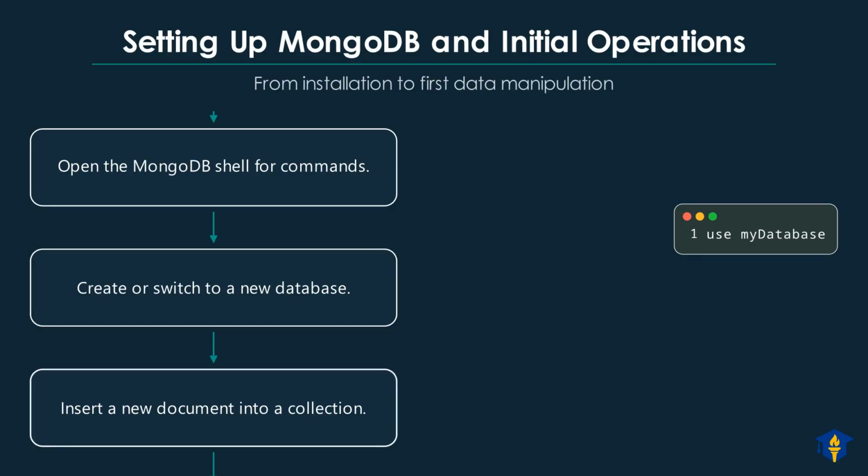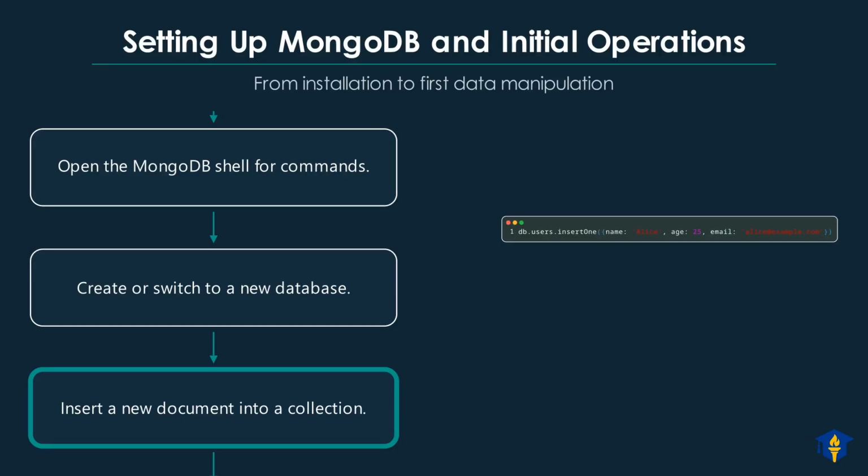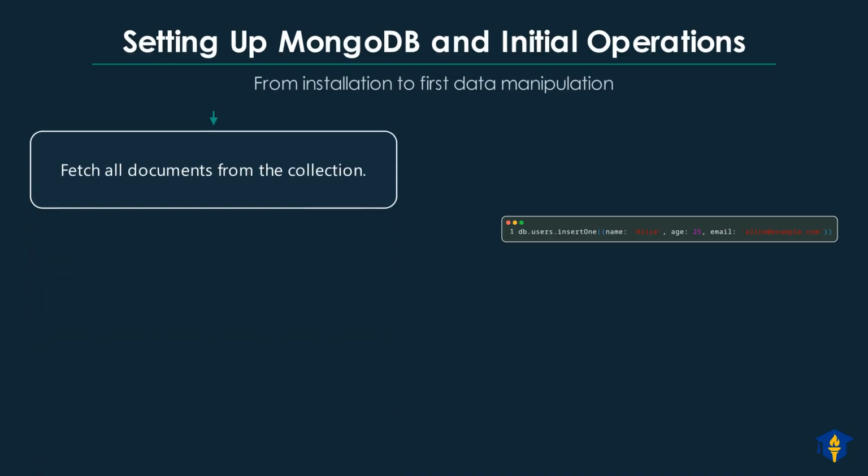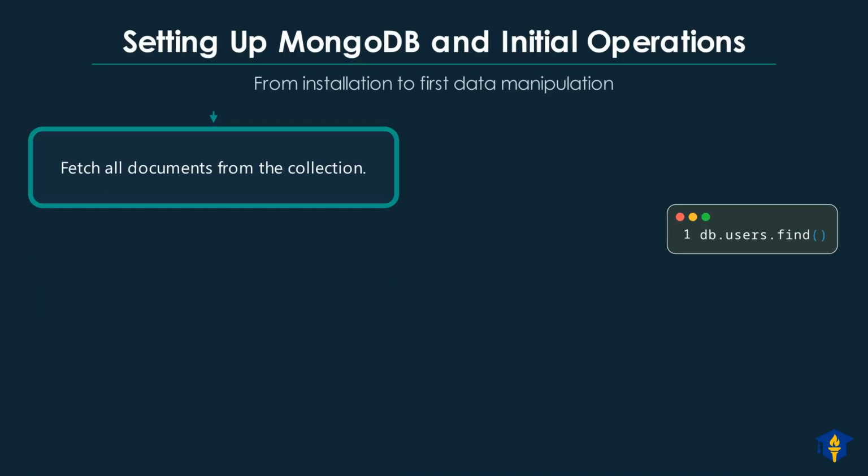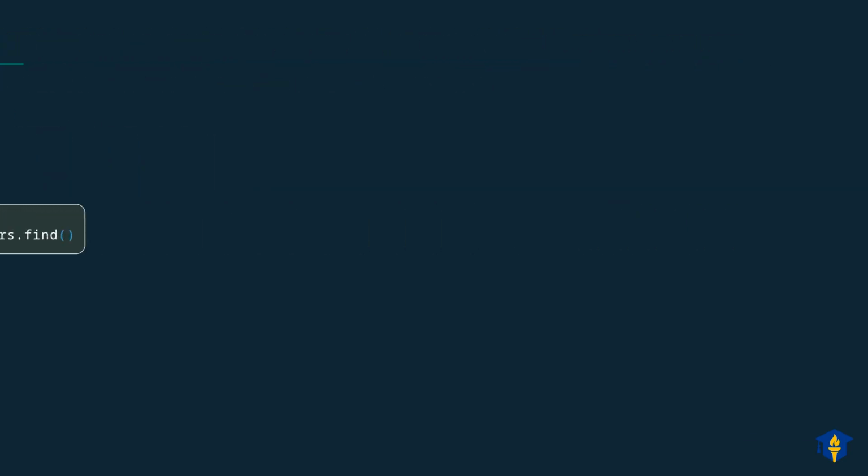specified database. To add data, insert a new document into a collection. This command adds a user document with a name, age, and email to the users collection. Finally, you can fetch all documents that are stored within that collection. The find command on the users collection will retrieve all its contained documents.